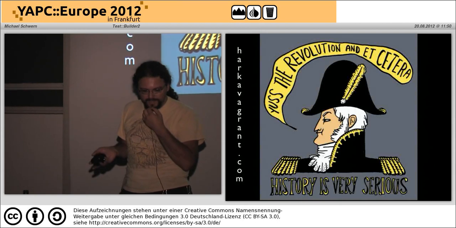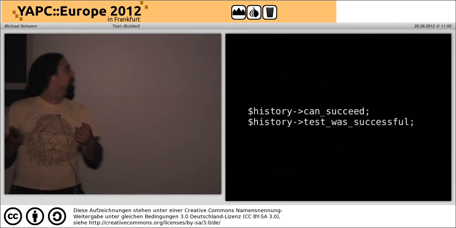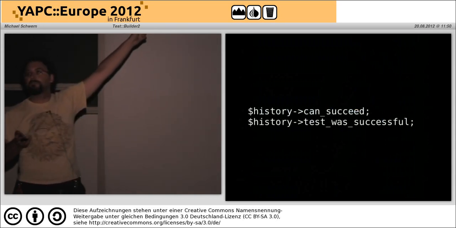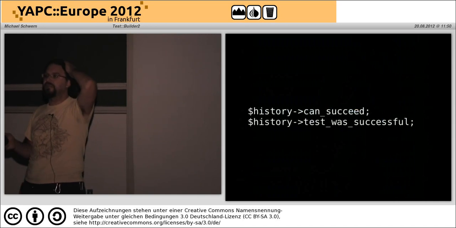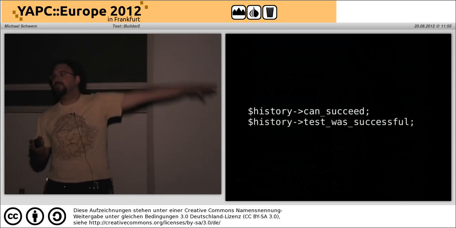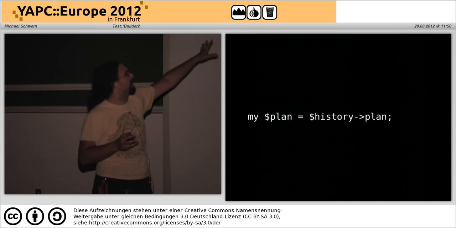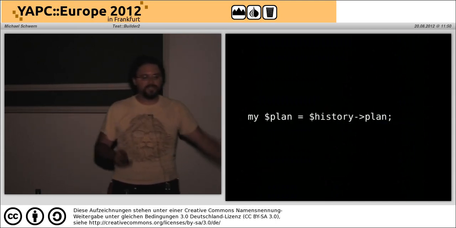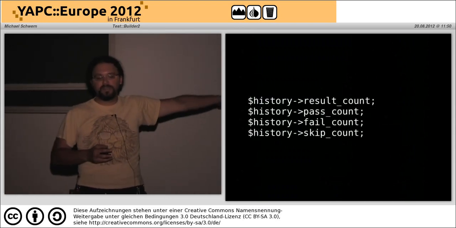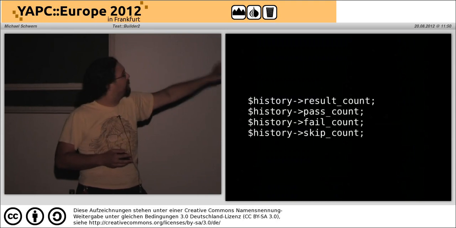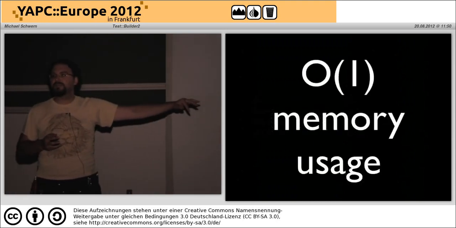Let's see. There's the history object. That keeps statistics. You can ask things like, can we still succeed? Which is kind of a weird way of saying, have we already failed? Like, have we run too many tests? Did we fail something? Did something come out of order? You can ask it, hey, was the test successful? You don't have to do all the logic around that. You can ask it, hey, what was the plan? Give me the plan event so I can look at it. And then you have all of these things to give you statistics about the tests that have happened.